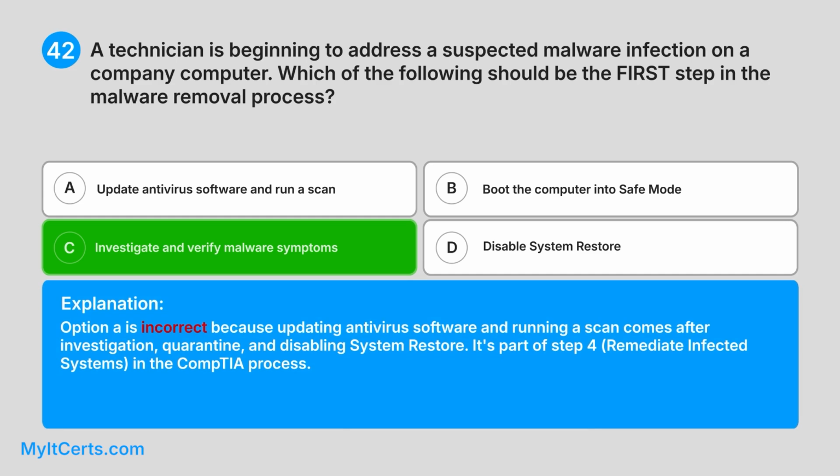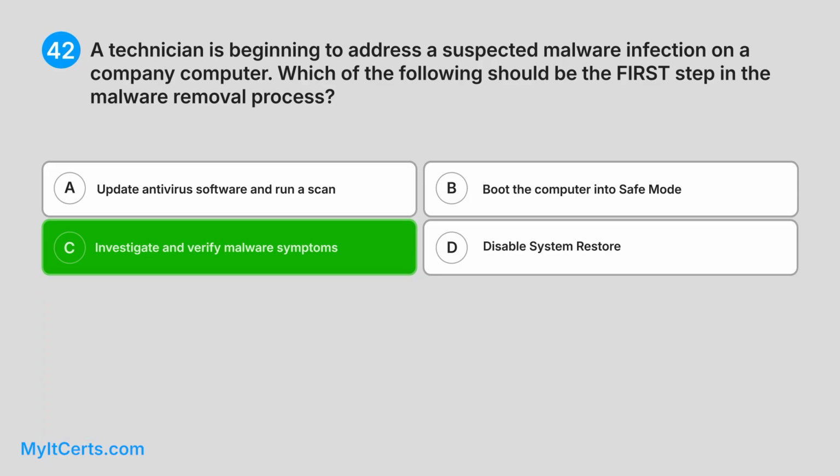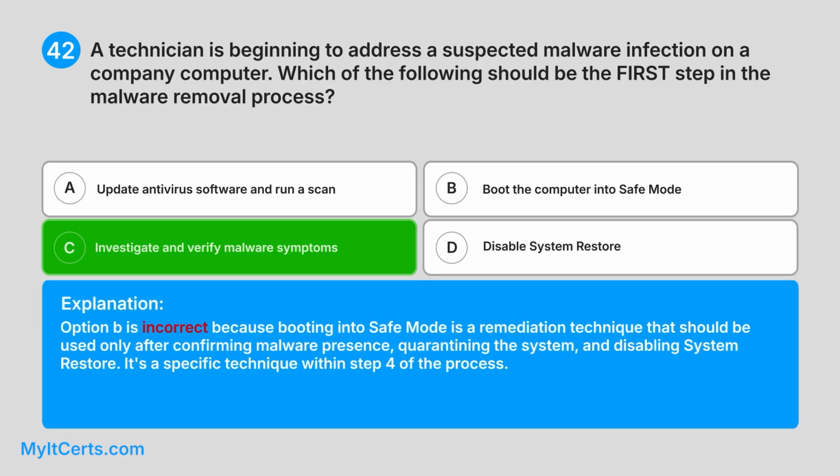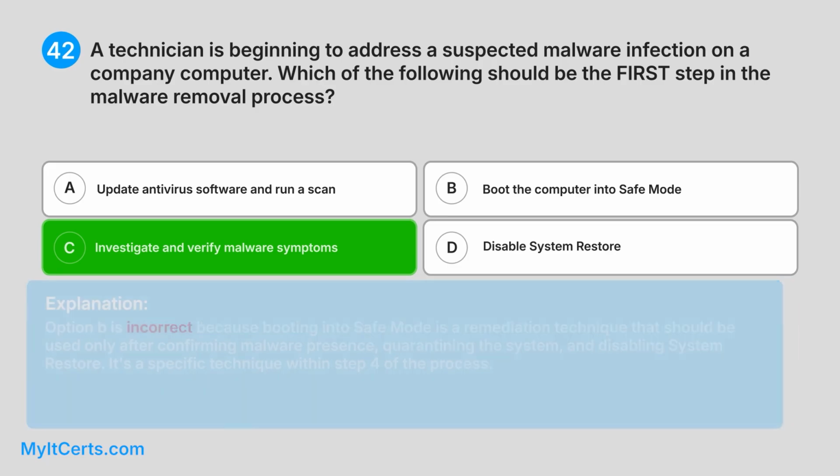Option A, update antivirus software and run a scan, is incorrect because updating antivirus software and running a scan comes after investigation, quarantine, and disabling system restore. It's part of Step 4, remediate infected systems, in the CompTIA process. Option B, boot the computer into safe mode, is incorrect because booting into safe mode is a remediation technique that should be used only after confirming malware presence, quarantining the system, and disabling system restore. It's a specific technique within Step 4 of the process.